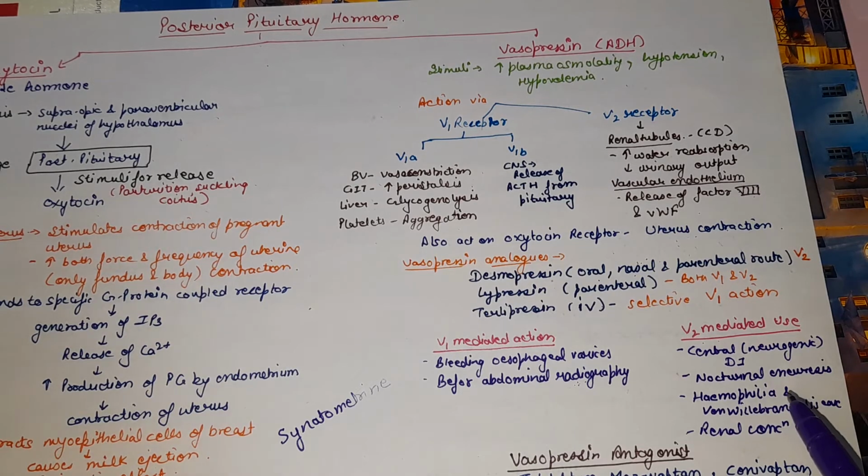As they act on vascular endothelium and cause release of factor 8 and von Willebrand factor, they are used for the treatment of hemophilia and von Willebrand disease. Vasopressin is also used for the renal concentration test.